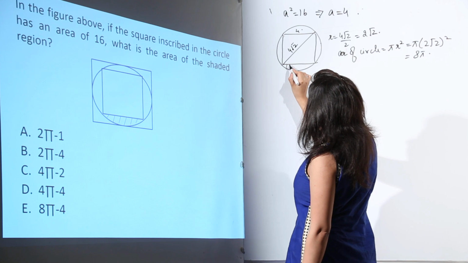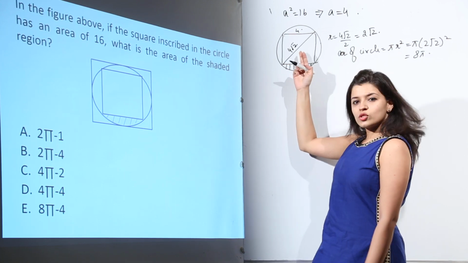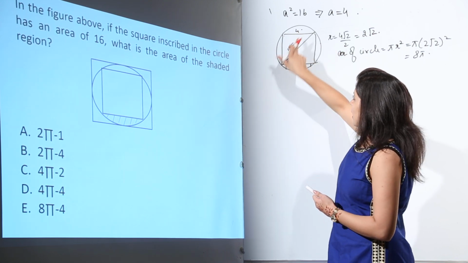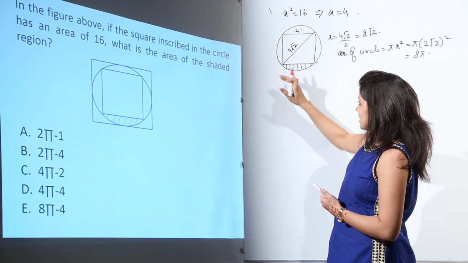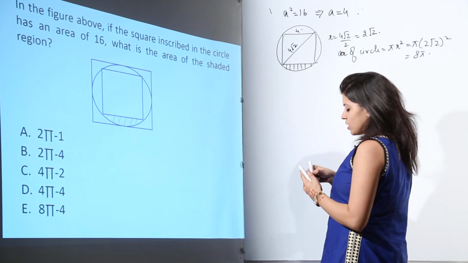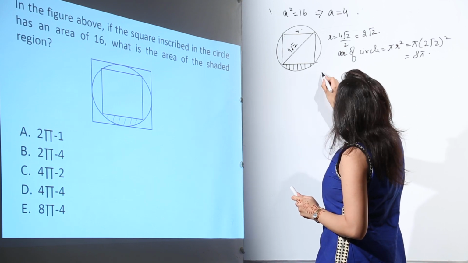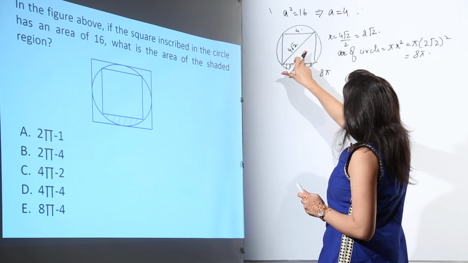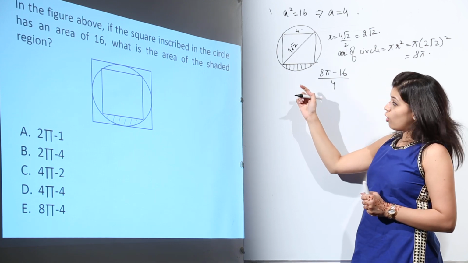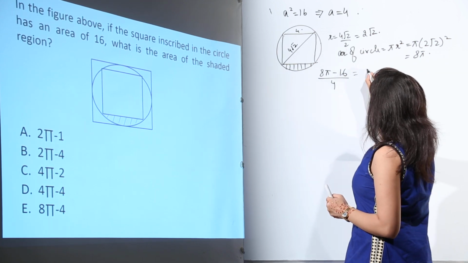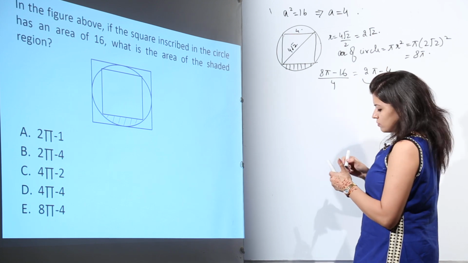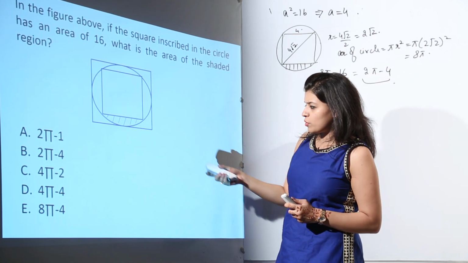Now we have the value of the circle. What will be the value of this particular shaded region? If we subtract the area of the square from the area of the circle, we will get this part, this part, this part and this part, and if we divide this entire area by 4, we will get one particular segment. That is exactly what has been asked in the question. Now let us subtract the area of the square, that is 16, from the area of the circle, that is 8 pi. So if we divide this particular value by 4, we can find the area of this particular shaded region, that is 2 pi minus 4, which corresponds to option B.